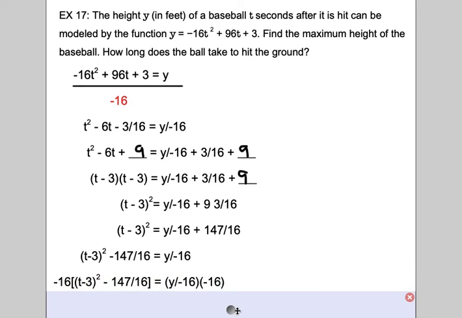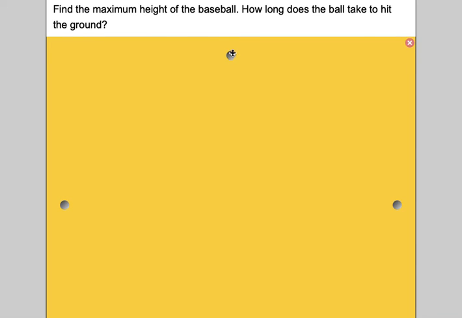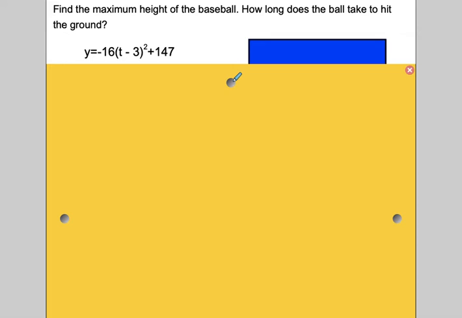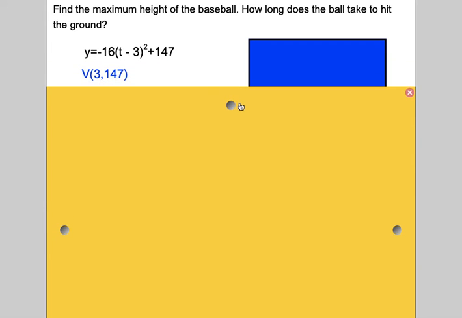Divide both sides by negative 16. Okay, what happens there is because we distribute it in, we get negative 16. A negative times a negative is a positive. The 16s will cancel, gives me 147. So we get y equals negative 16 times t minus 3 squared plus 147. Okay, this thing opens down, which it should. If you're hitting a baseball, it's going to fly up and fly back down. Okay, t minus 3, opposite, equal to 0, so we get 3, comma 147.